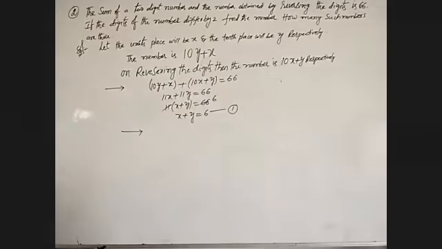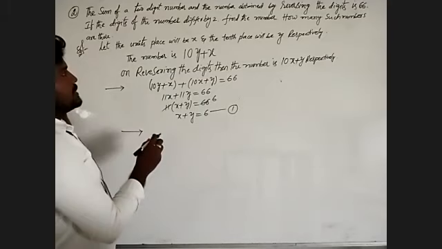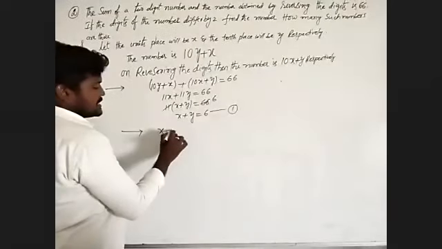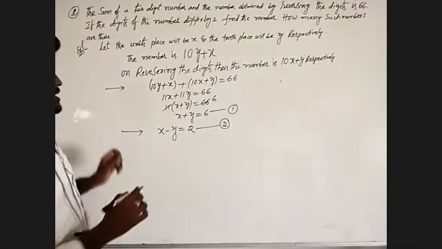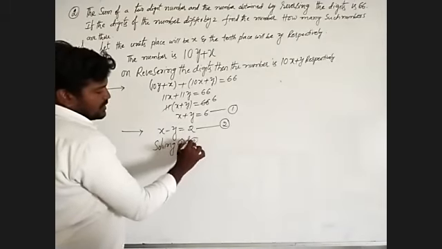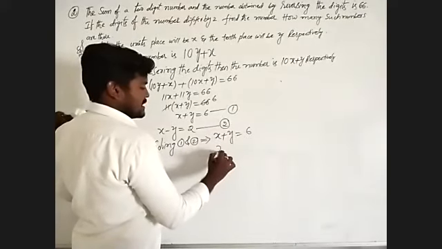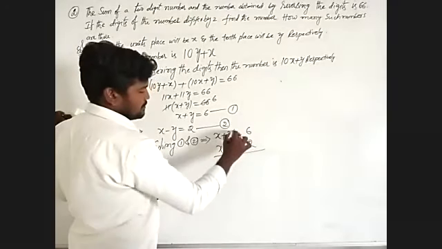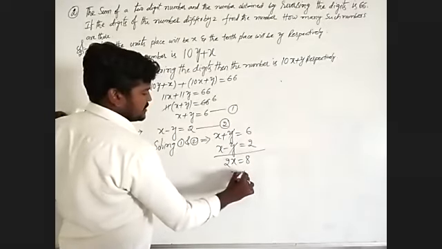And also one more condition is given. If the digits of the number differ by 2, their difference, units place subtracted by tenth place, must be x minus y is equal to 2. This is equation number 2. Solving 1 and 2, where 1 becomes x plus y equals 6, and x minus y equals 2. That means plus y and minus y will be cancelled. Remaining is 2x is equal to 8, x is equal to 4.